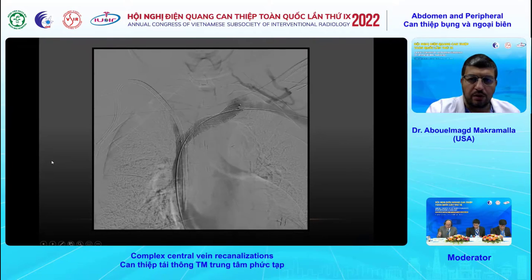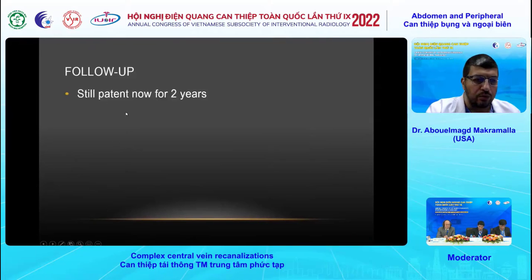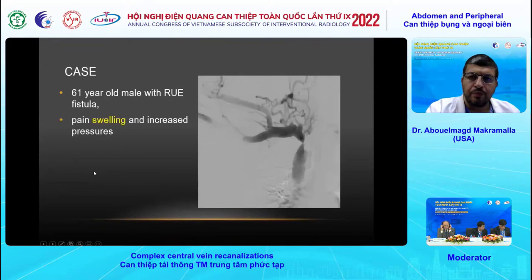provided better radial force in the uncovered stent and also sealed the extravasation. And as you can see, the right brachiocephalic vein is also patent. And the patient actually is now still patent 2 years as of now.